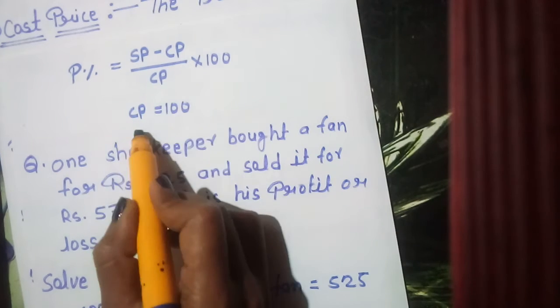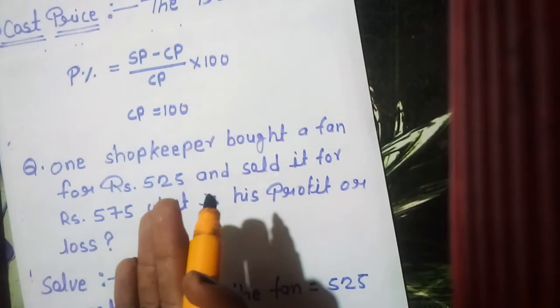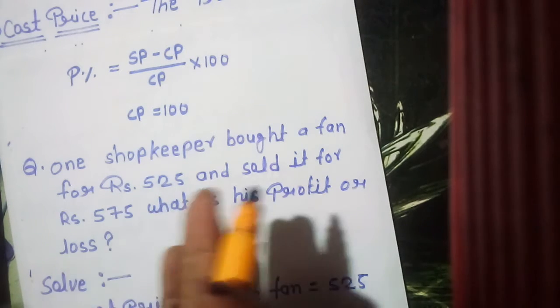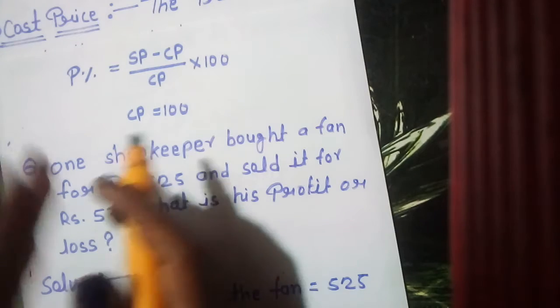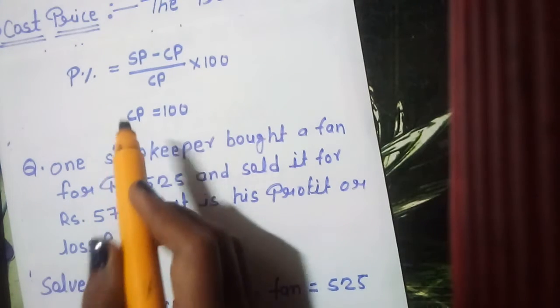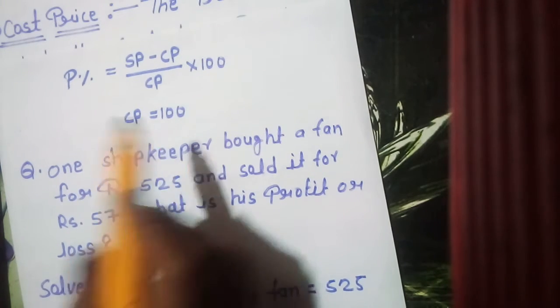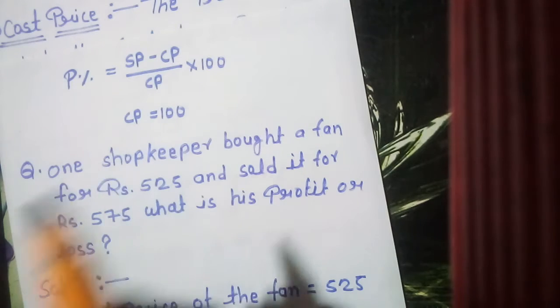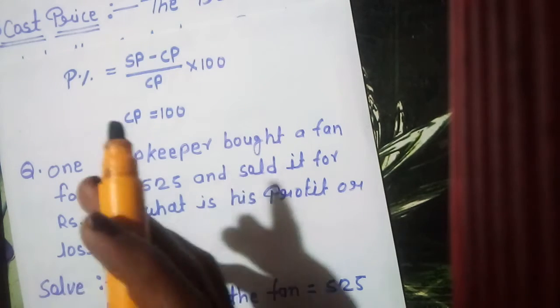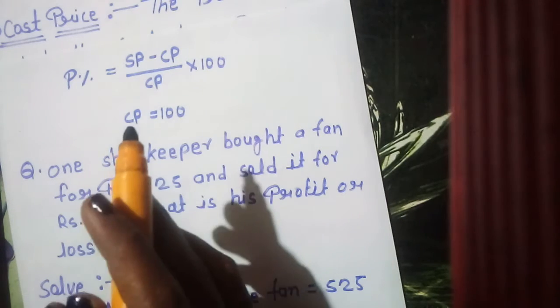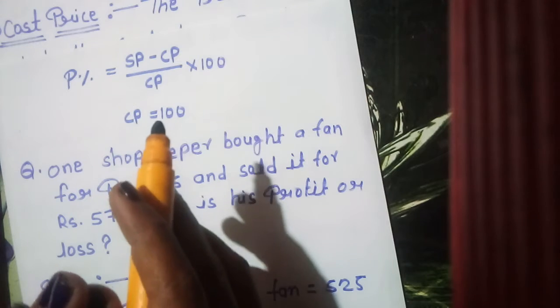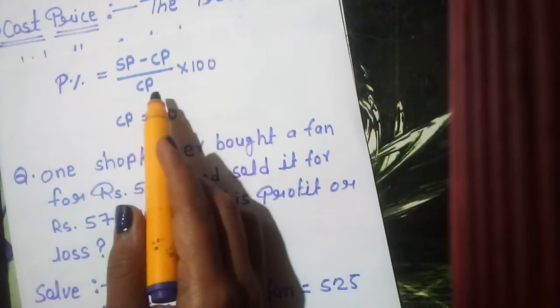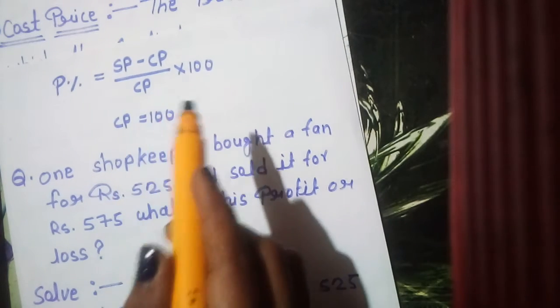So CP is only 100%. Similarly the same formula applies for profit and loss. CP is 100%, so loss percentage is CP minus SP, and it will be counted on CP into 100.